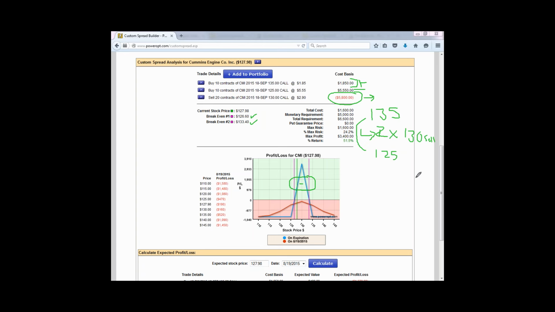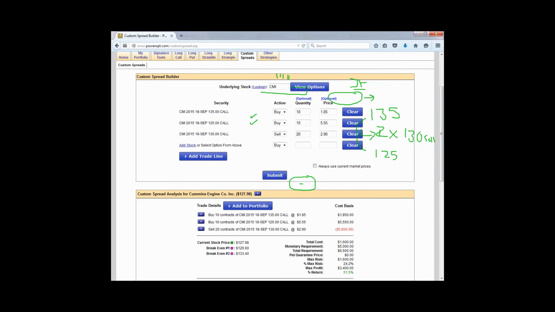Broken wing butterflies are popular. What does that mean? It means instead of buying the 125 call at 555, I may buy a higher strike call, maybe even a 140, but only buy half. Okay, so I might buy 5 140s. I might even buy 5 125s. That would be a broken wing butterfly. Let's take a look at that. Let me erase the drawings, folks. I apologize. So let's just buy 5 of these.